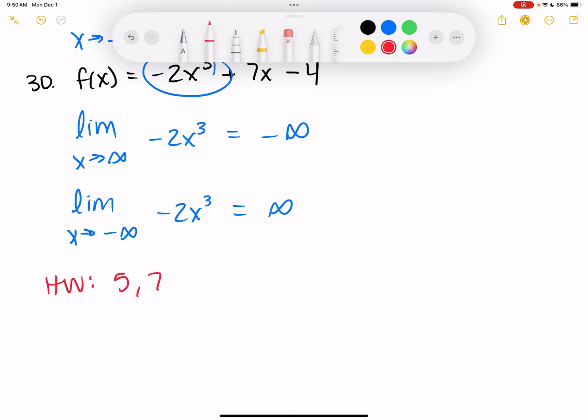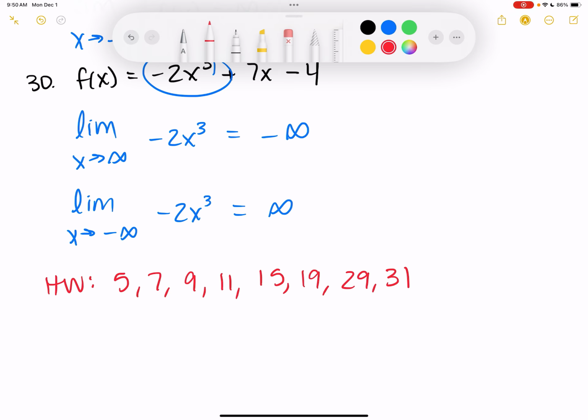Problems 5, 7, 9, 11, 15, 19, and then the rest of the book. 29 and 31. So essentially I've given you 2 of each type. If you feel like you need extra practice with something, obviously feel free to do more than that.